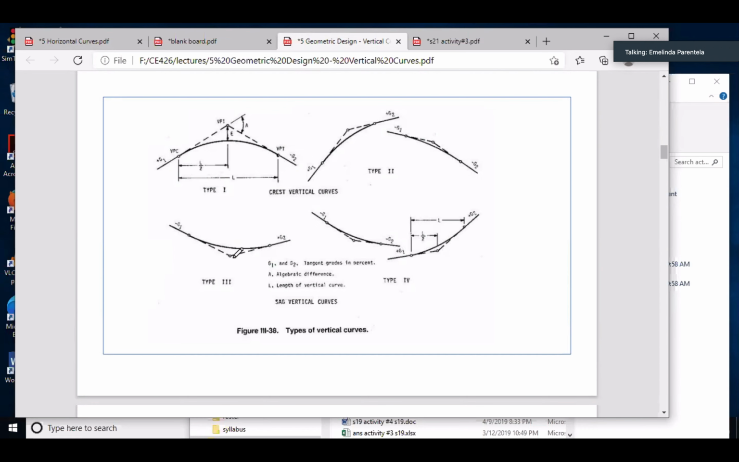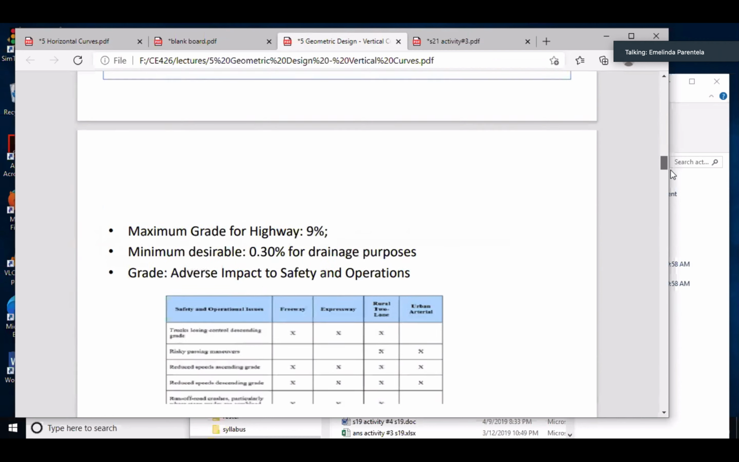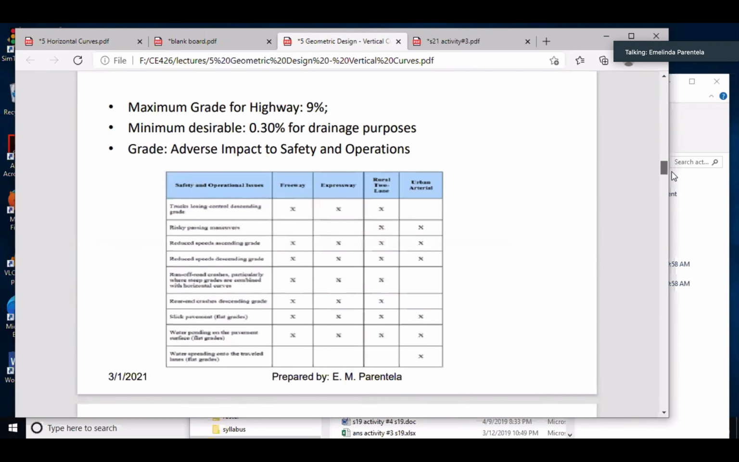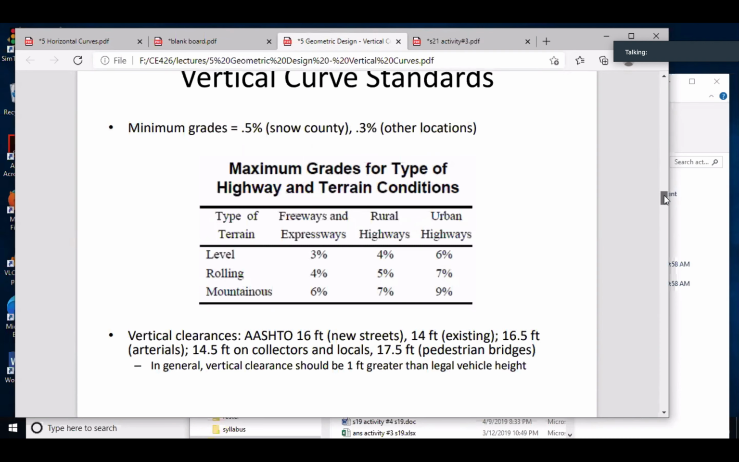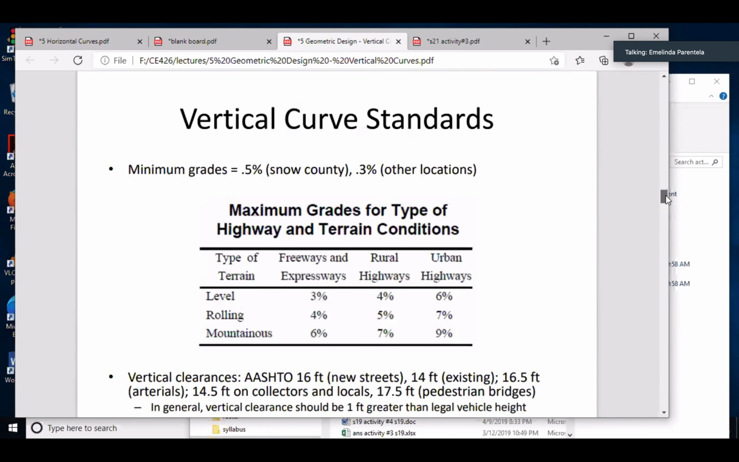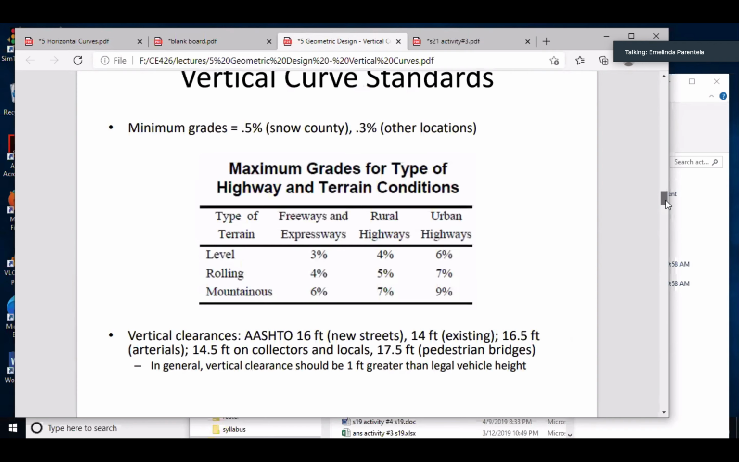For the sag curve, we have negative grade meets positive grade, negative negative, or negative positive. So here, this is your sag curve. It's important to differentiate the two, because the calculation for determining the length of curve would be based on whether it's a crest curve or a sag curve. So these are some of the standards, and we've looked at it early on.